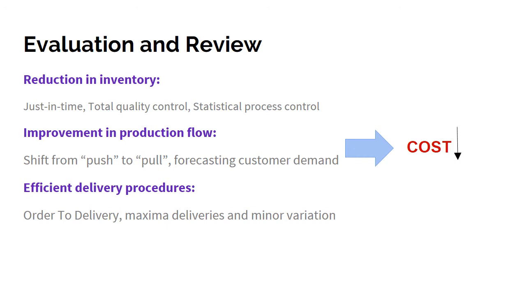And second of all, improvement in production flow. To shift from the base of push to pull, and try to focus on customer demand by testing their market. And the third, efficient delivery procedures. Order to delivery, maximizing the deliveries and manner variation is the best way for them to be at their most efficiency.